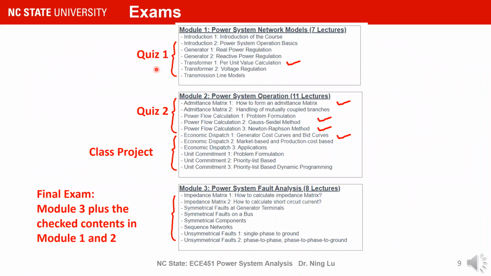This shows the exam schedule. Quiz 1 covers the materials we learned in Module 1. Quiz 2 covers the admittance matrix and power flow. And then the class project basically covers economic dispatch and unit commitment. The fault material and some of the quiz 1 and quiz 2 materials will be covered by the final exam.